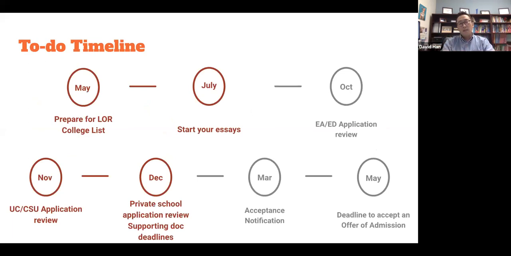And here's a different timeline. This is the to-do timeline, right? So we understand the big picture, but what do we need to do each month? So hopefully this will get you started.